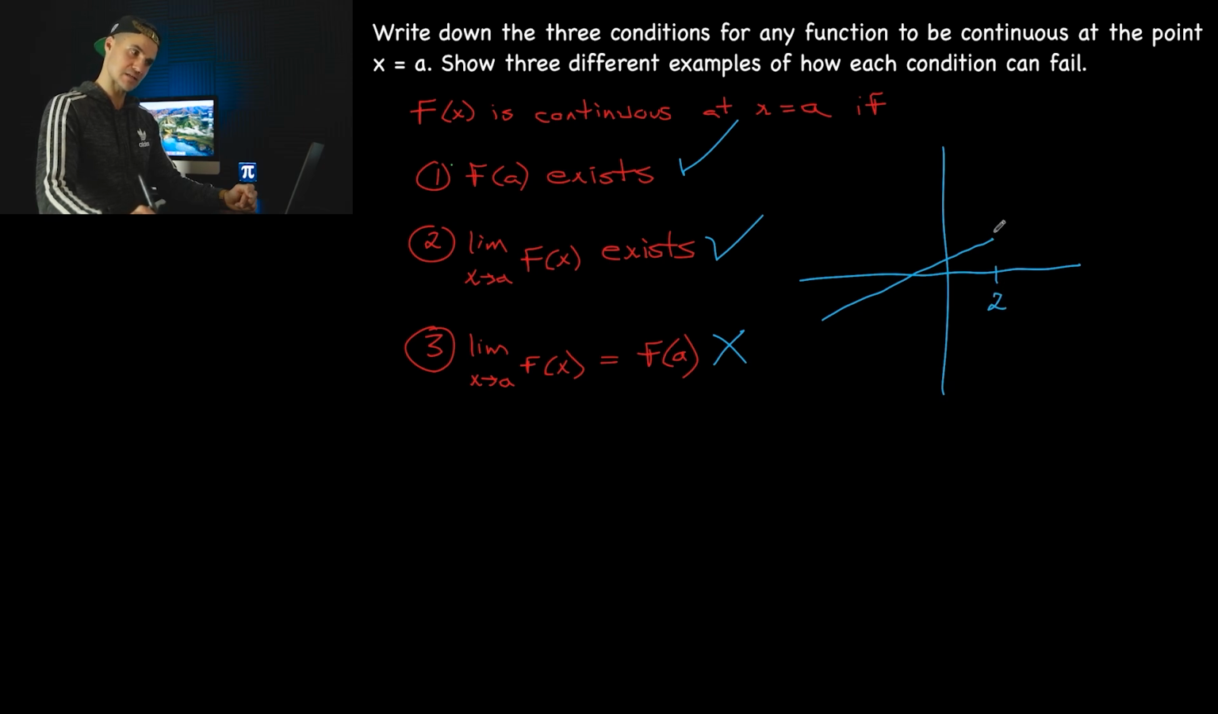So let's say this is an x value of 2. Let's say that there's a hole here. Let's say that that hole is happening at a y value of 1. So let's say it looks like that. And then let's say that there's a solid dot up here, right? Let's say that that's happening at a y value of 4. Okay, so this is a scenario.